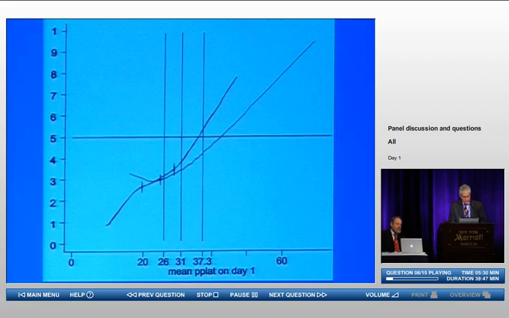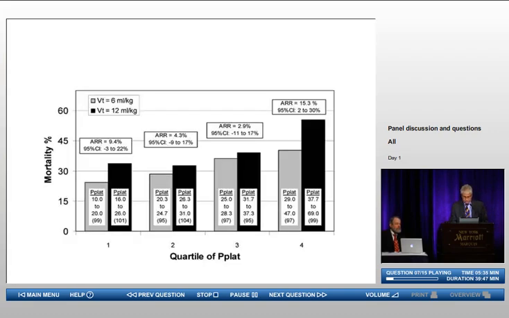So what the ARDSNet investigators, what actually Roy Brower did, is what I'm going to show you. This slide is taken from a recent paper, and I'm sorry, I just grabbed it off, so I don't have the actual citation. What they did was, and you've got to think about this, it's a little complicated in the sense that they didn't have a set way of measuring plateau pressure at time 0. So they measured the plateau pressures while the patients were on 6 or 12.